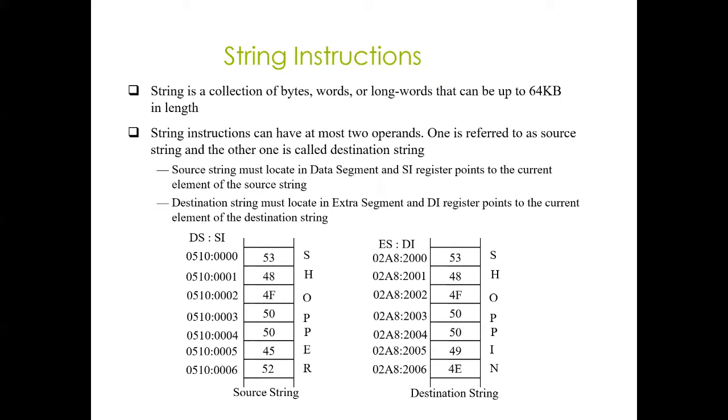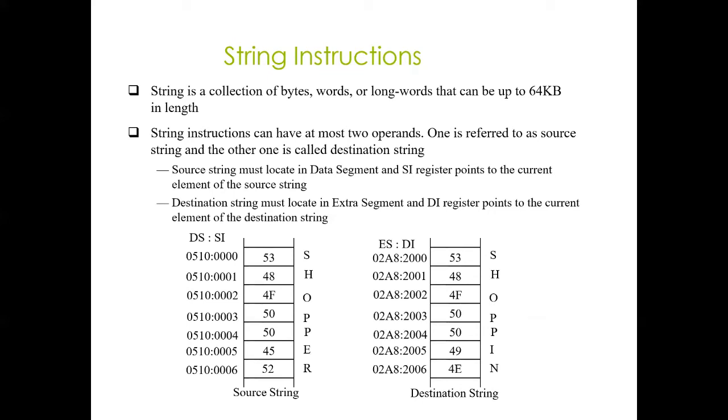Next are string instructions. A string is a collection of bytes, words, or long words that can be up to 64 KB in length. String instructions can have at most 2 operands. One is referred to as the source string and the other one is called the destination string.